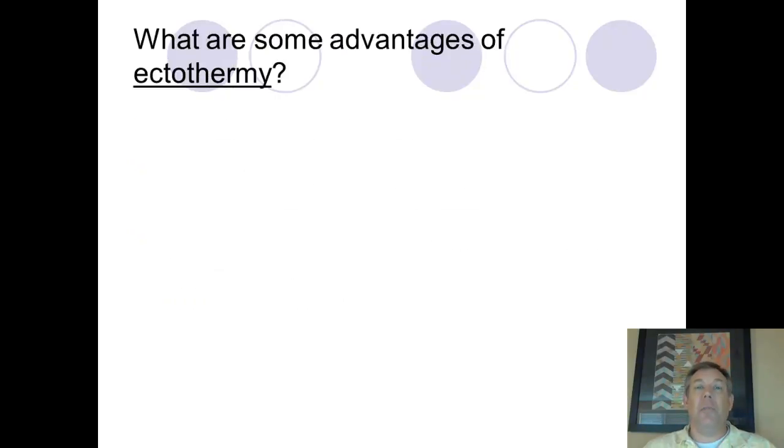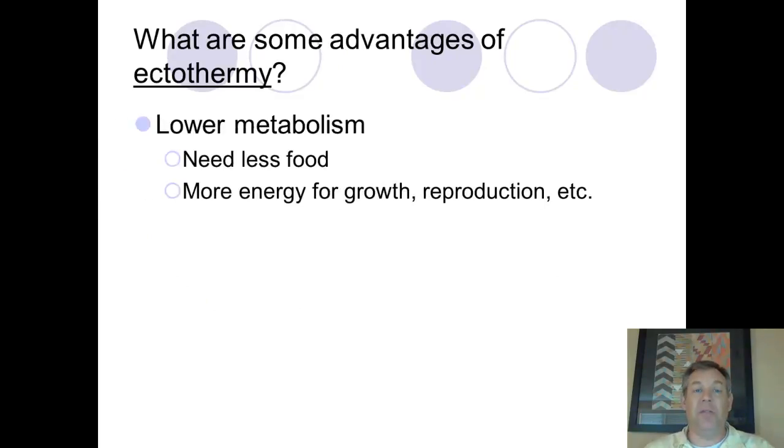Now, ectothermy is advantageous for a number of reasons. If you're not producing your own heat, then you don't need as much energy from your food just to produce heat, so you have more energy left over for growth and reproduction. You don't need as much food. You have a lower metabolism.